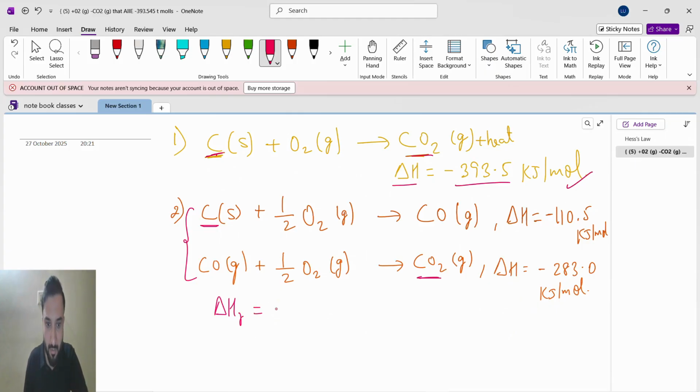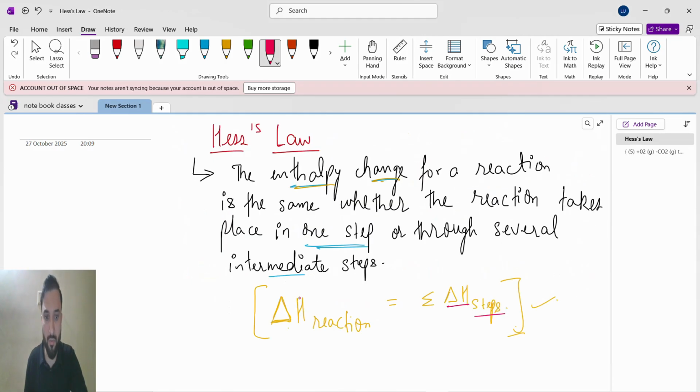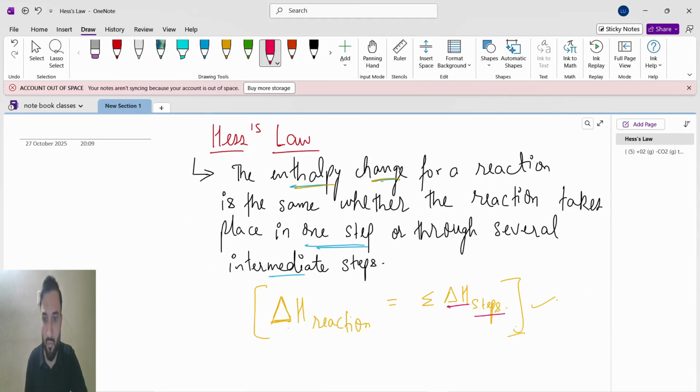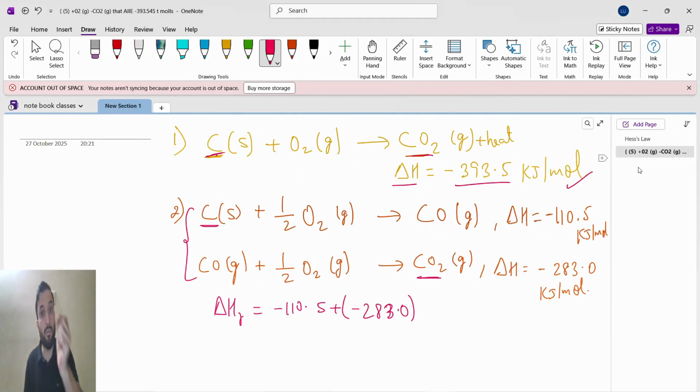So this is the first step, minus 110.5, plus this is for the second step, minus 283.0, right? What we have to do is find the enthalpy of the reaction. See, enthalpy of the reaction is what? Enthalpy of the reaction is the sum of the enthalpy change of every step.